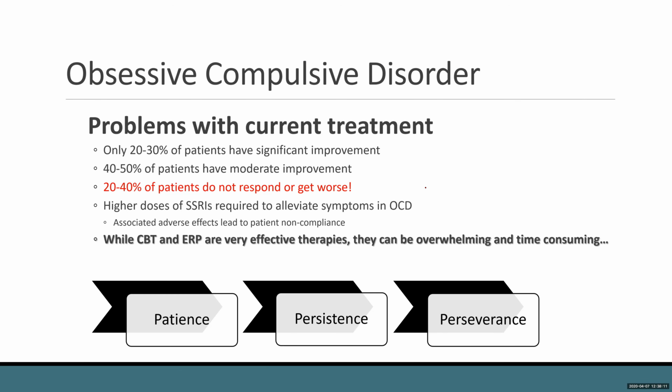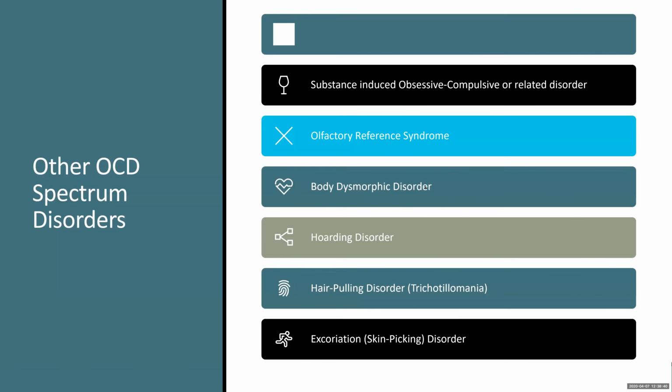The last thing I wanted to mention is that CBT and exposure response prevention are very effective therapies, but they can be very overwhelming and time consuming. But if you're patient and persistent, you will persevere. It takes discipline and repeating these exercises again and again until you can really master it. And this is just a list of all the other OCD-related disorders, which we aren't going to talk about, but many of these disorders you'll see here often exist with OCD.